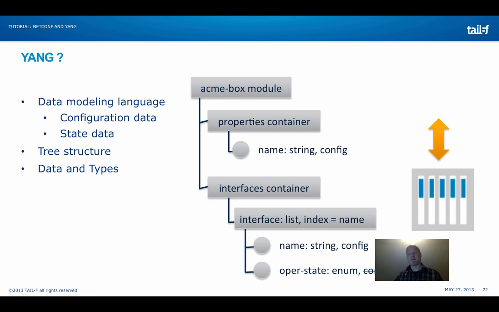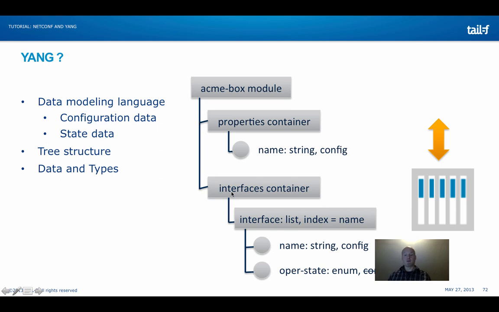And as we've said several times during this tutorial, it makes an explicit distinction between configuration data or not. So going back to the very simple and stupid Acme box I've been using in this example, there is a tree structure. We have two containers on the top, one which I call properties, one which I call interfaces. Within the properties, we had a couple of things that could be configured, for example the name of the box. So here's one configurable item called name, of type string. So the tree structure is properties slash name, type string, can be configured.